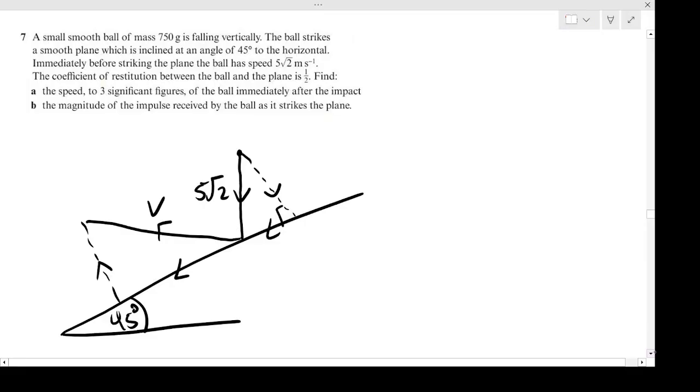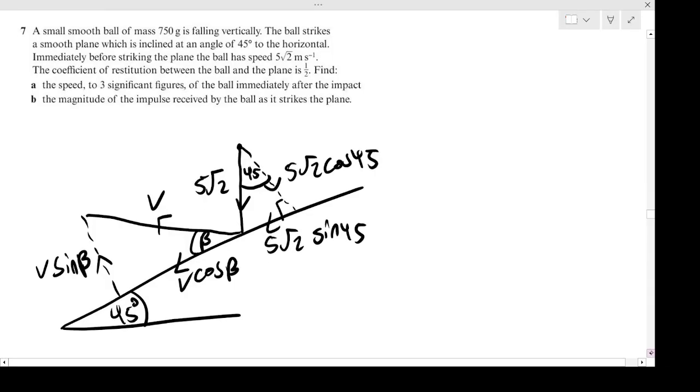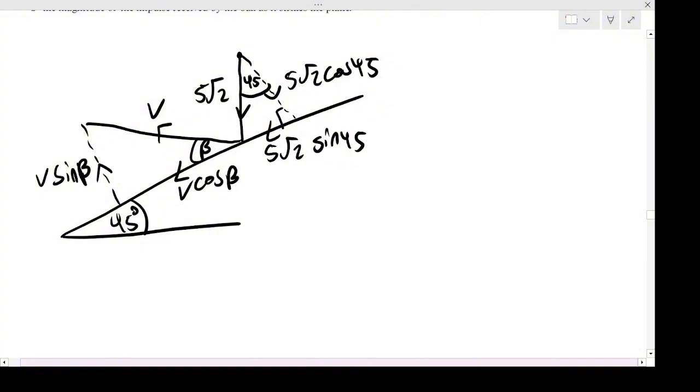Now this is going to be 45 as well, right? Okay, actually let me make it a bit clearer. So 45 there. So that means this side here is going to be 5 root 2 cos 45 because it's adjacent to the angle. And this is going to be 5 root 2 sine 45. Then for the speed afterwards, if I call this beta, let's say, this is going to be v cos beta, and this is going to be v sine beta, okay? Again, make sure you're happy with that, the vertical and horizontal parts, the parallel and perpendicular parts, and how I resolved it there. So hopefully happy with all of that.